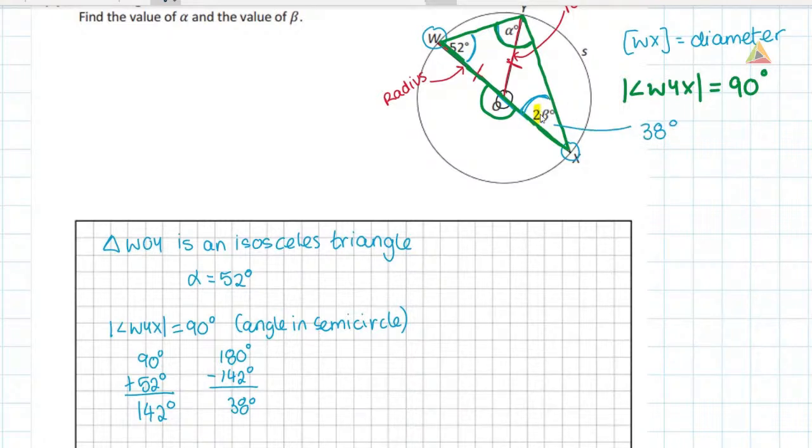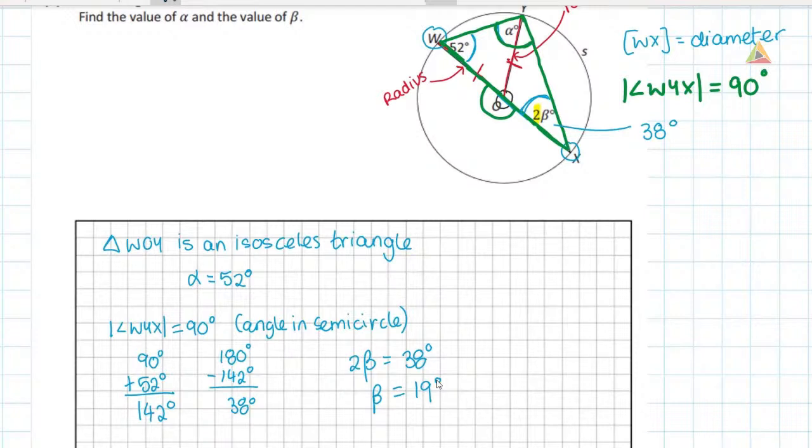But we just have to remember that this was the angle 2 beta. So if 2 beta is equal to 38 degrees, I'm going to divide by 2 to get beta on its own. So that gives me that beta is equal to 19 degrees.